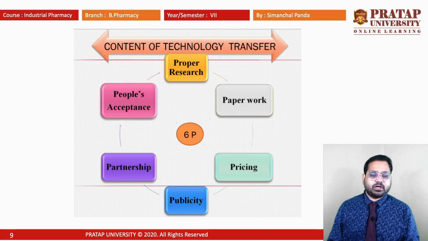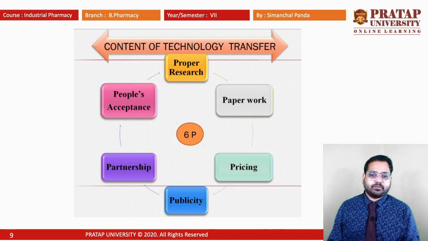Paperwork has to be done in the lab: we make a plan and it has to be executed. That is the paperwork. Pricing: how much cost will be required for proper research, what the price tag will be, and whether it can be affordable. That is one P. The next one is publicity. If an innovation is good and acceptable to the whole community, but it cannot reach the people, they cannot know about it, and the marketing is not sufficient. So publicity through advertisement is one factor, that is one P.